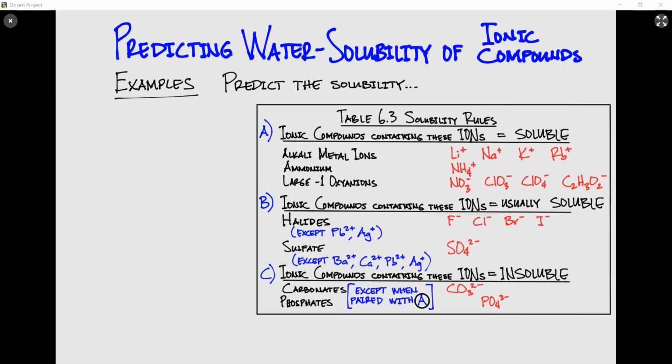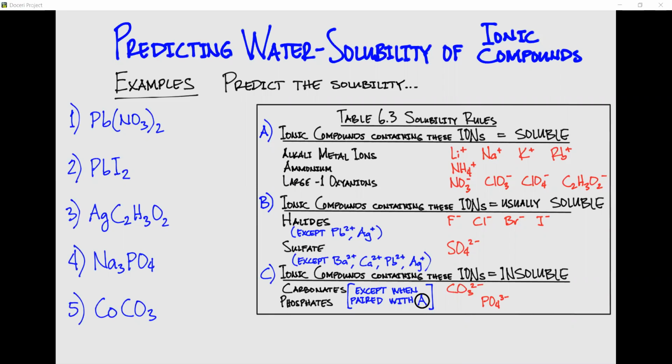All right, so let's take a look at a few examples here on how to predict water solubility for some of these ionic compounds. So we have lead(II) nitrate, lead iodide, silver acetate, sodium phosphate, and cobalt(II) carbonate.